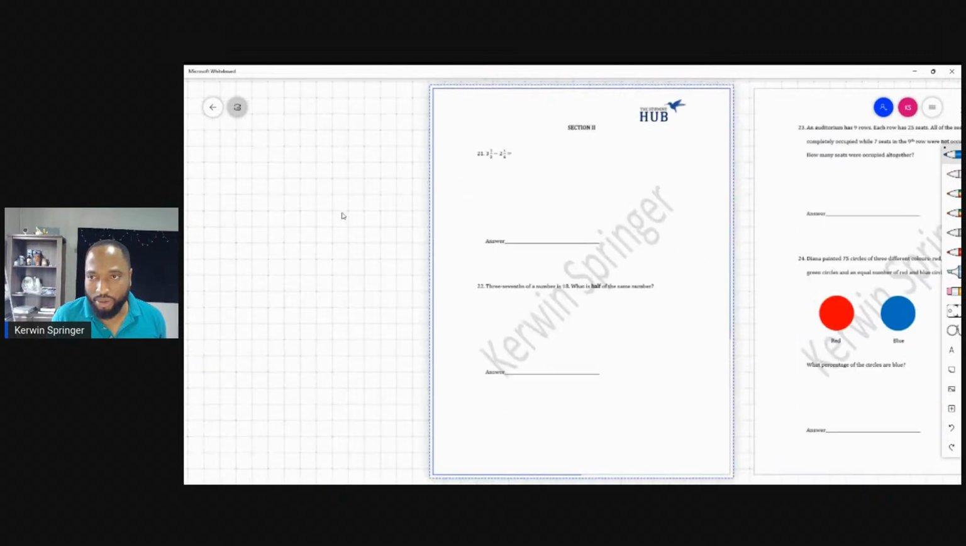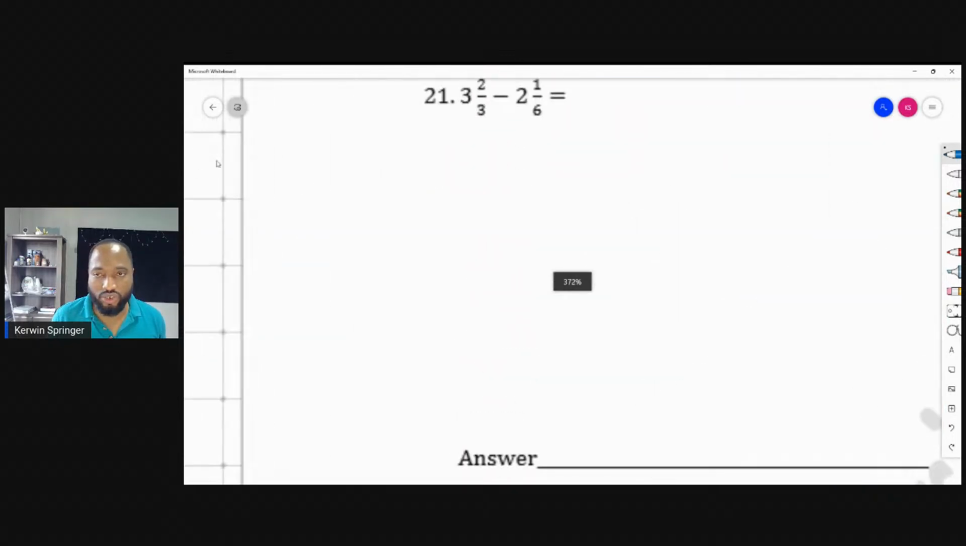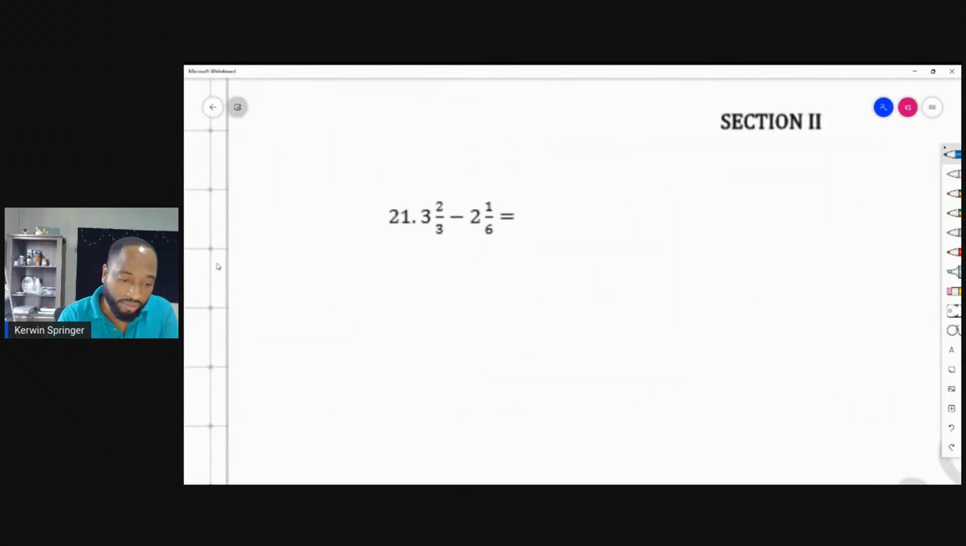A nice little mixed number subtraction here. There are 2 ways that students do this. One is to change this to improper fractions and then do the LCM. That's like the long way. If you are accustomed to doing your whole number separately, then the fraction, that may be shorter in some cases. So let's do the improper fraction method first.